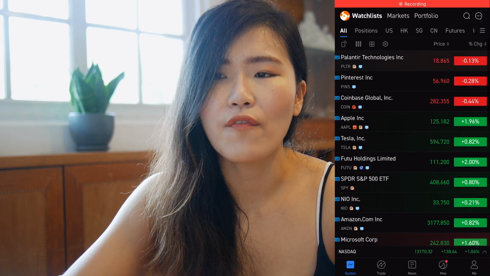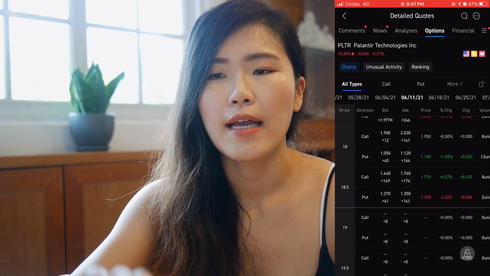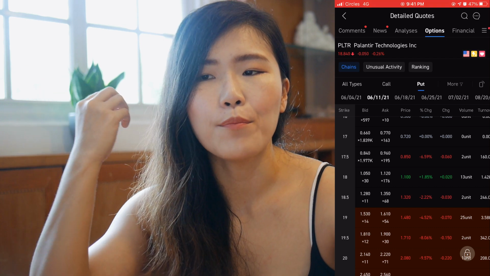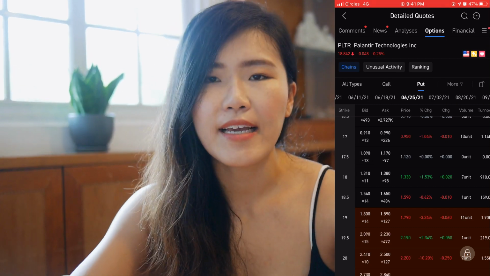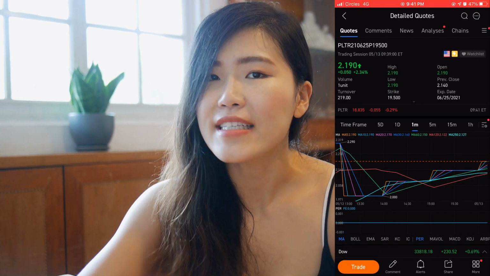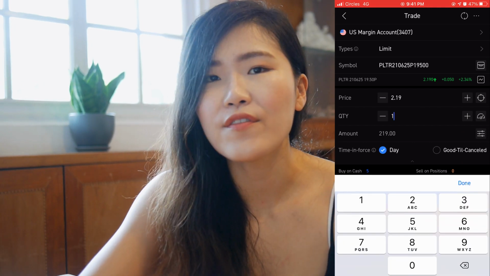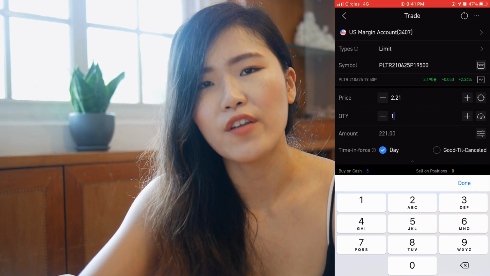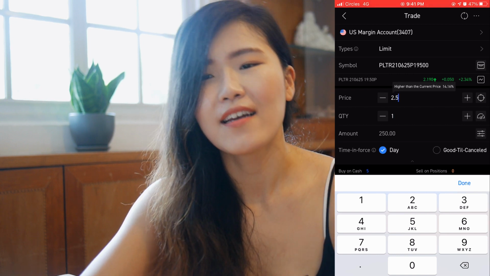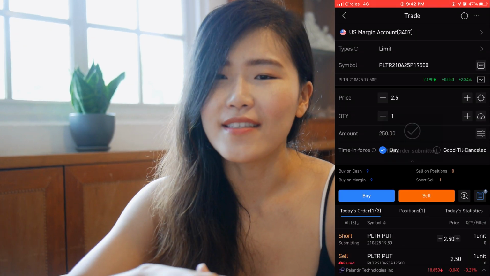Click into the stock via the watch list and click into options at the top. And then I'll click into put since I want to sell a put option for Palantir. In this case, the price of Palantir at the moment was $18.84, and I've decided to sell a put option with a strike price of $19.50, expiring on 25th June 2021 at $2.50. So here you go. This is how I trade options.